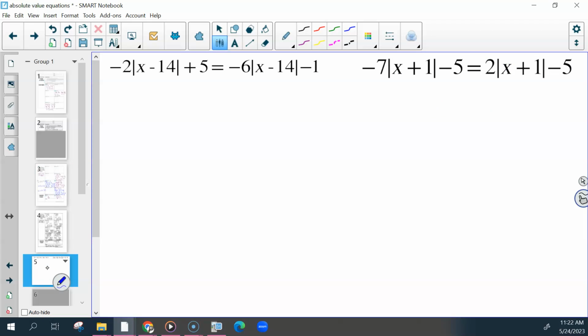So this is negative 2 times the absolute value of x minus 14 plus 5 equals negative 6 times the absolute value of x minus 14 minus 1. Write this on the back.